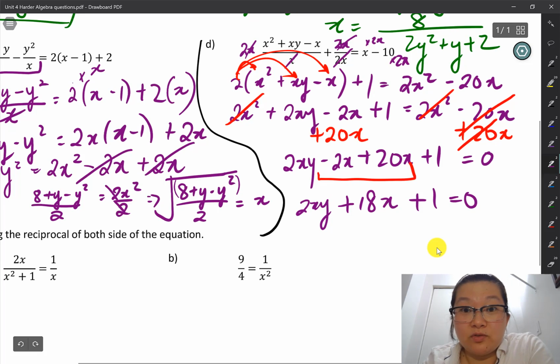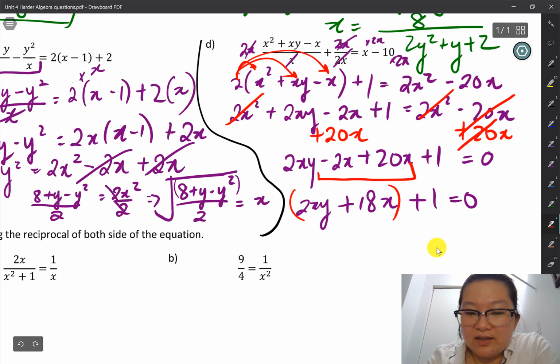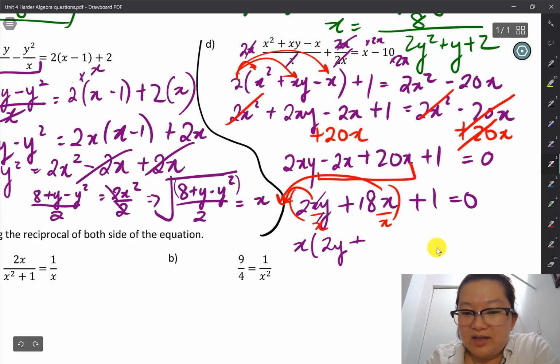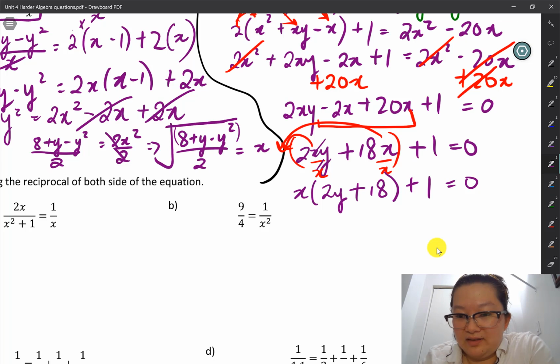Here is a good time to do some factoring now. Okay, so how to factor? I put in my brackets, divide by my x to put my x aside. I move this x to the outside of my brackets. I then get x in brackets, bam bam, 2y plus 18, plus 1 is equal to 0. Well then, if you take 0 divided by anything, you're going to get 0.